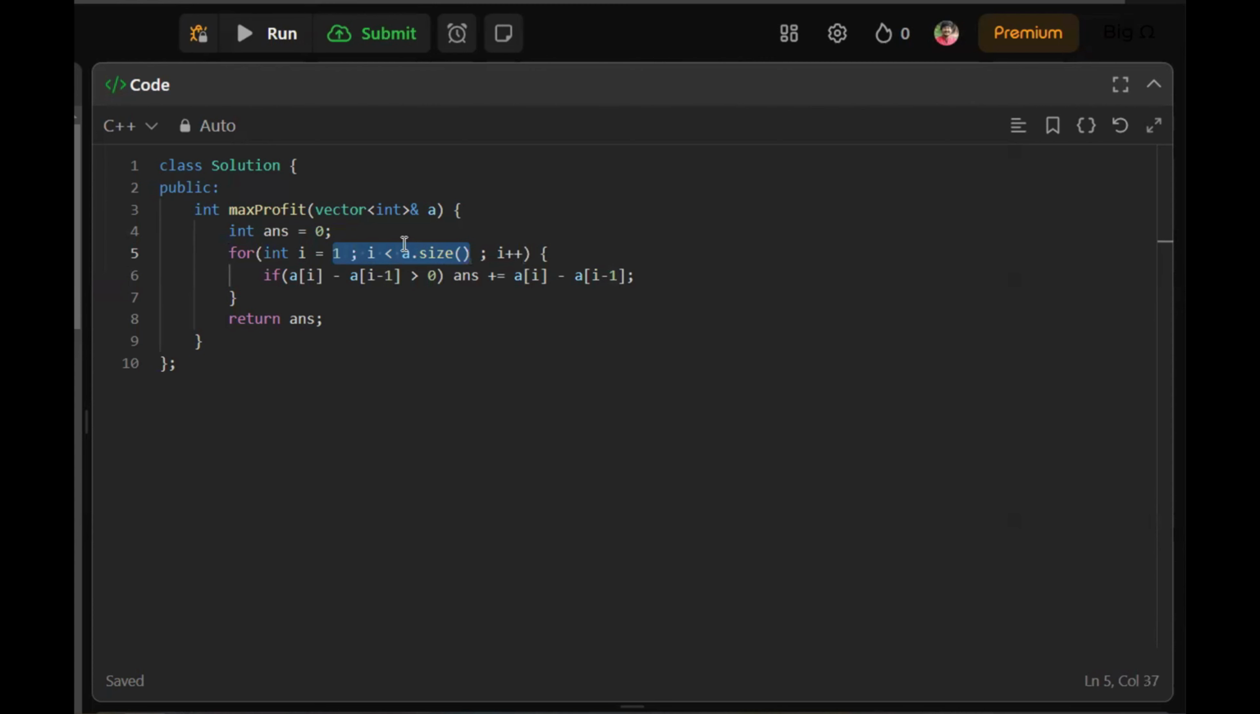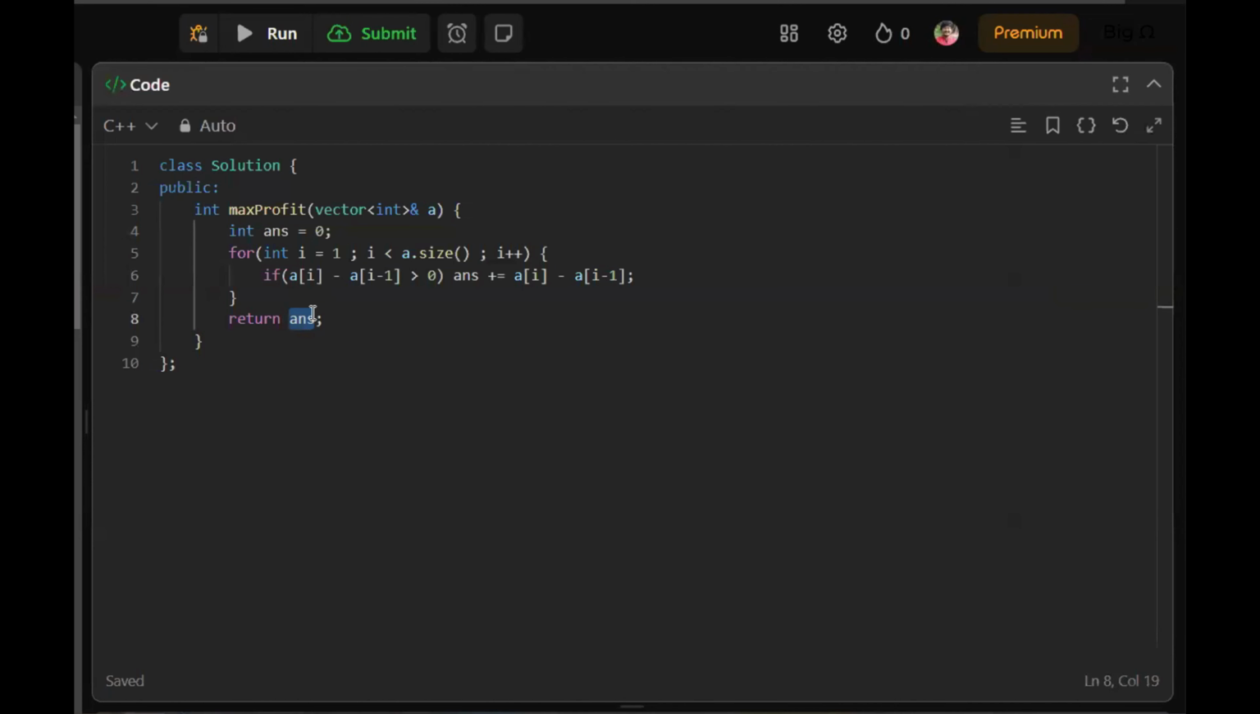And in each iteration, we will check whether the difference of current element and the previous element is greater than 0 or not. If it is, then we have to simply append the difference of them into the answer variable. After that, we have to return the answer. I hope you understood the code.